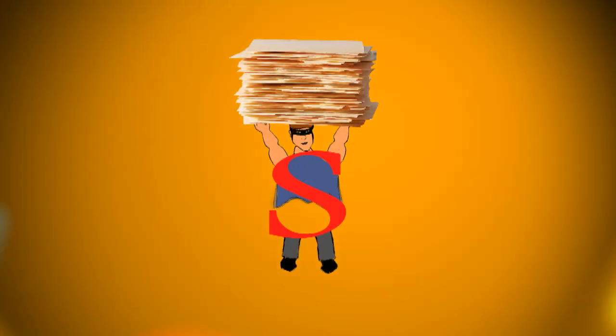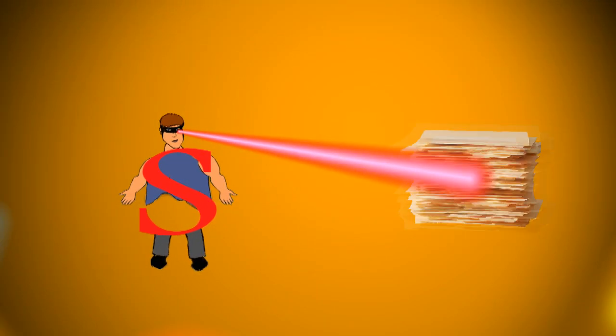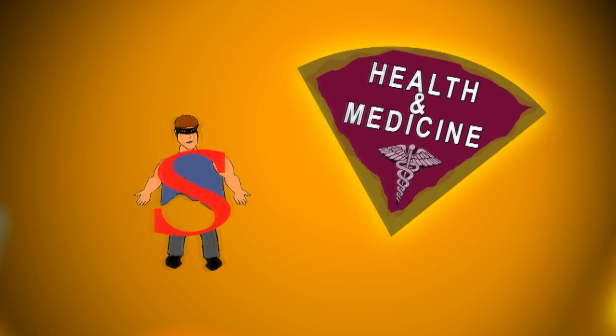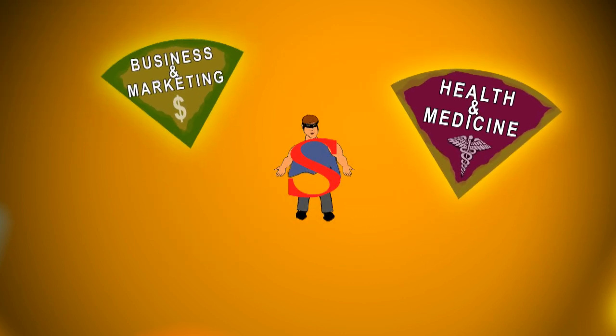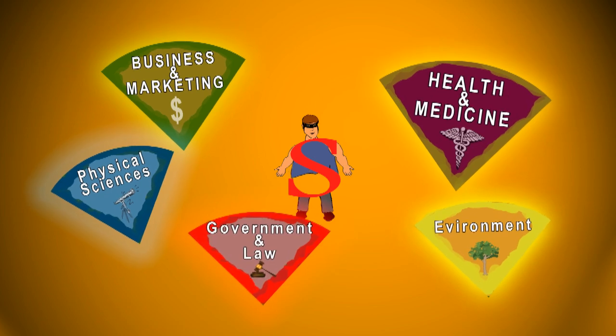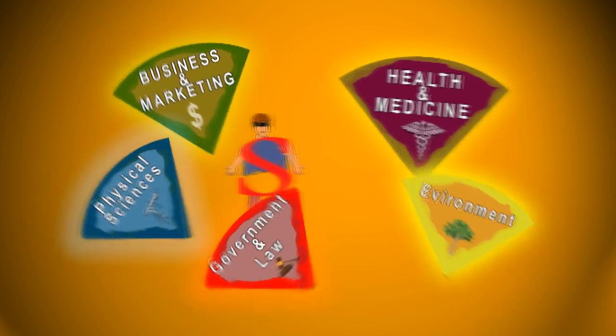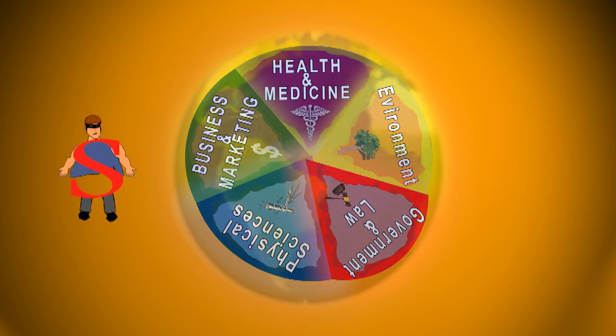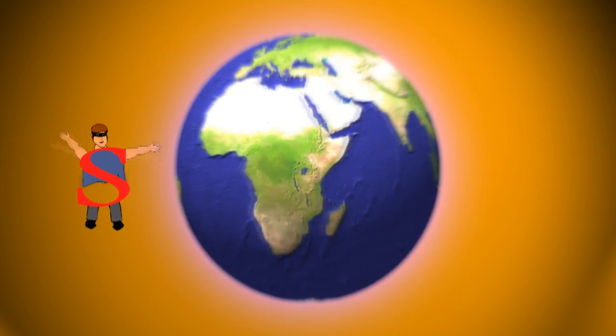Jerry analyzes data in one of the 5 general areas of statistics: health and medicine, business, physical sciences, environment, and government and law, that all combine to help the world keep spinning.